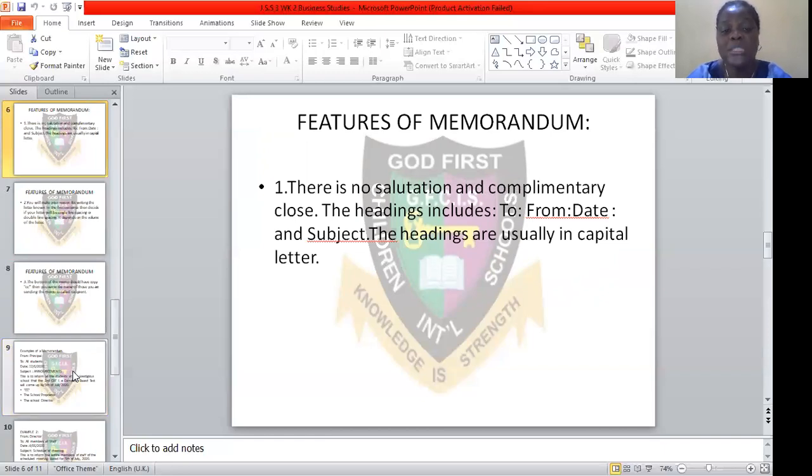And the features of memorandum are divided into three. The first one, note that there is no salutation and complimentary close. No dear sir or dear ma, and no yours faithfully or yours sincerely. Then the format of writing a memorandum is from, to, date, and subject.